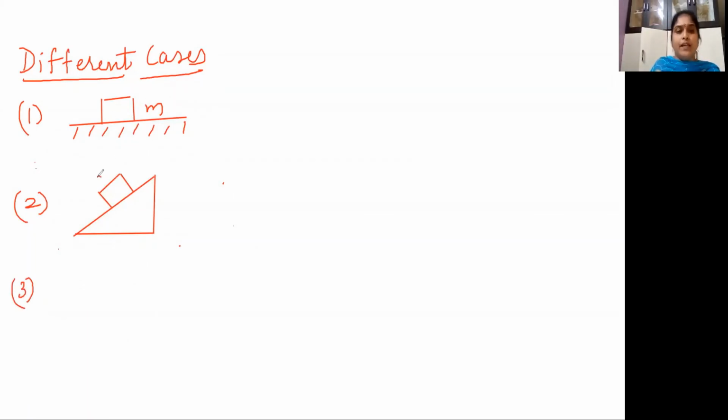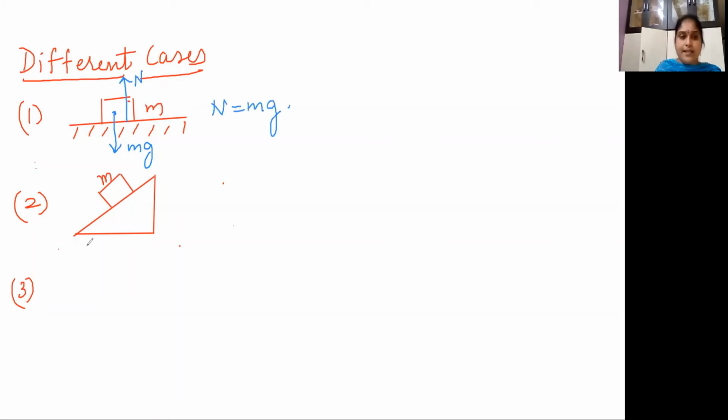So here we have a block of mass M on a horizontal surface. First, what are the forces acting on it? Let us analyze. The weight will act vertically downward, that is mg, and a normal reaction acts normal to the surface. So here the normal reaction is mg.